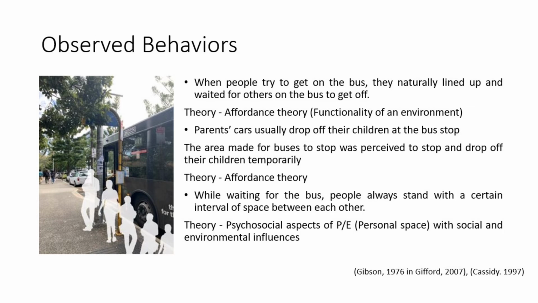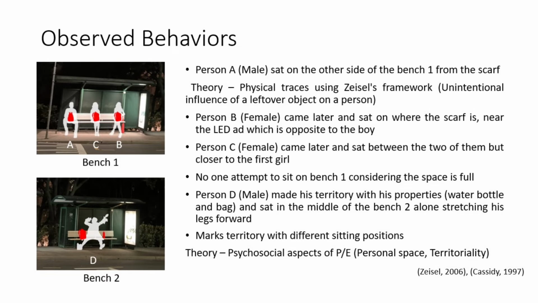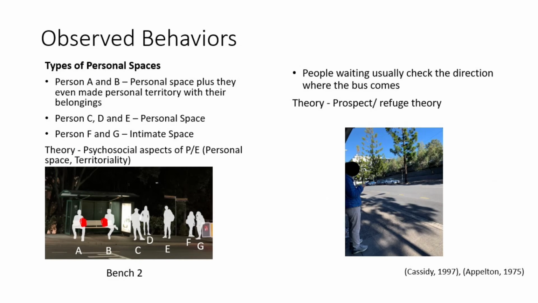The first one is people standing with a certain interval of space between one another while waiting for the bus. This behavior seems to be influenced by their social and environmental aspects. There are also behaviors influenced by personal space and territoriality, which includes the choice of space for sitting and markings of territory with their belongings and different sitting positions. Strangers give personal space to each other, while friends allow for intimate space between them.